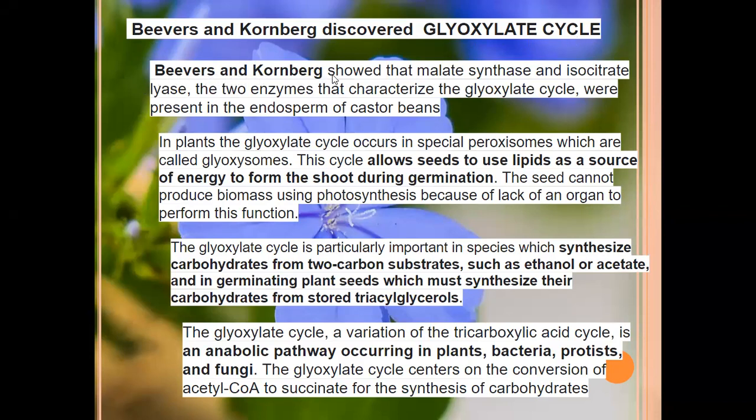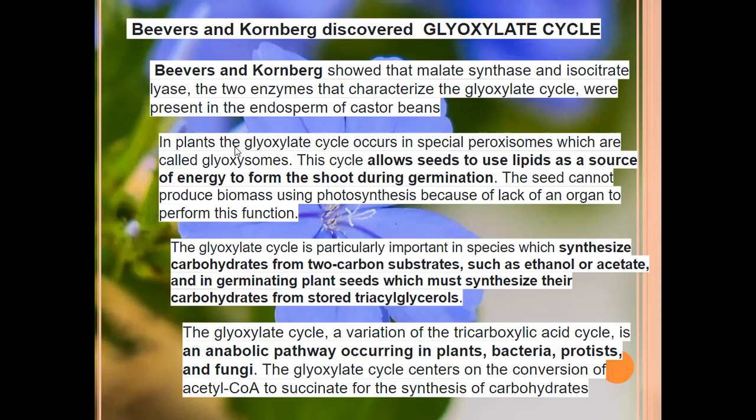Beevers and Kornberg showed that malate synthase and isocitrate lyase are the two enzymes important for the glyoxylate cycle. One is malate synthase and the second is isocitrate lyase. The two enzymes that characterize the glyoxylate cycle were present in the endosperm of castor beans.